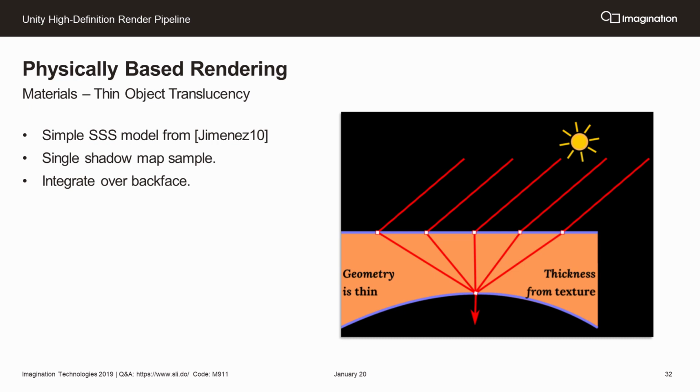A couple of assumptions are made here, mainly that the back face normal is the reverse of the front face normal, and that the object has constant thickness, which is taken from a texture. And because the object is thin, they assume shadowing is the same for both faces, thus allowing them to use a single shadow map sample. Now, these simplifications make it possible to analytically integrate the diffusion profile over the back face.